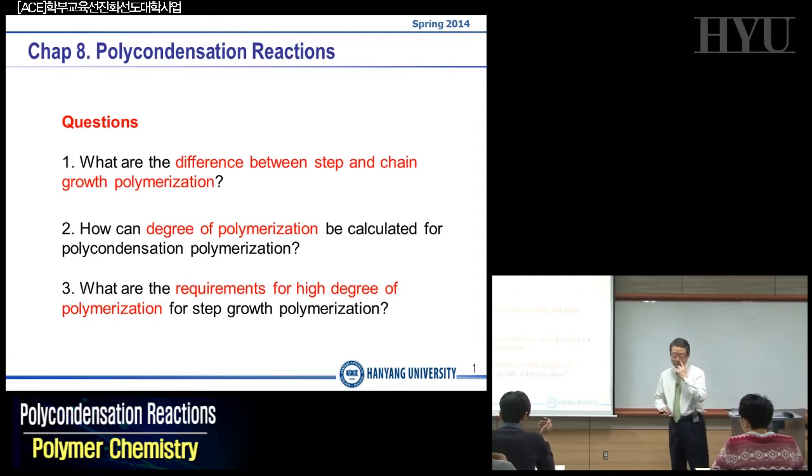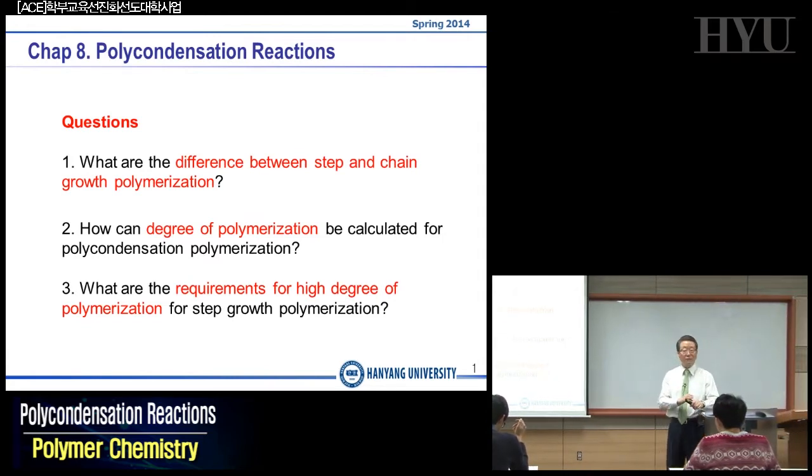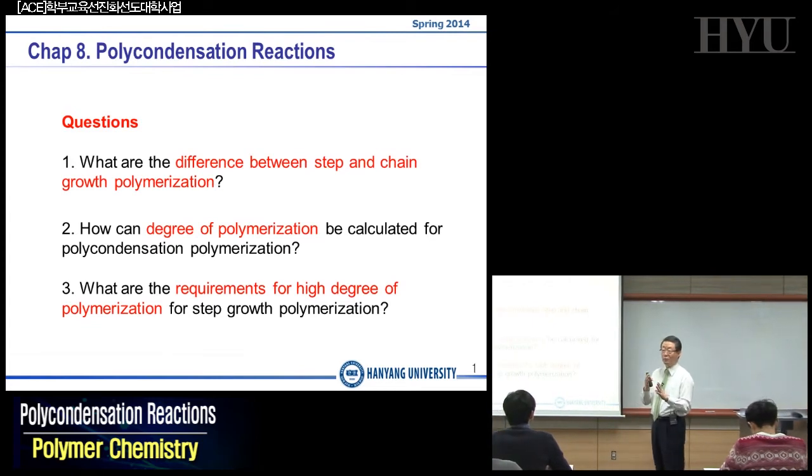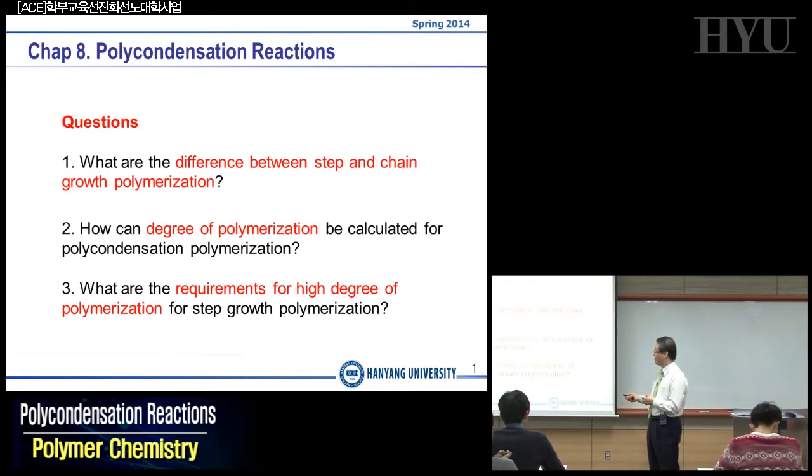And in order to get a high molecular weight polymer, we have to have a very high yield of the polymerization reactions. For that, in order to have a high degree of polymerization, we have to think about the requirements. We need to know about the several requirements to break the equilibrium and to have the high yield. We should know about several aspects of the high degree of polymerization.